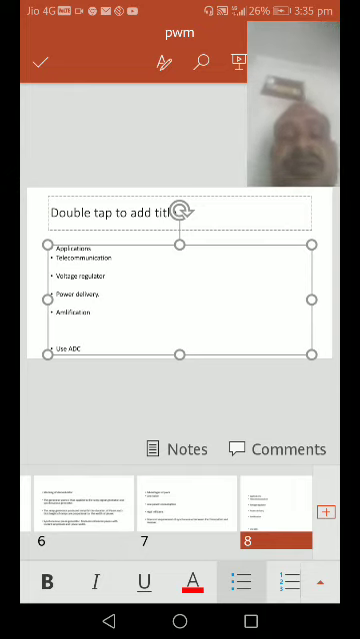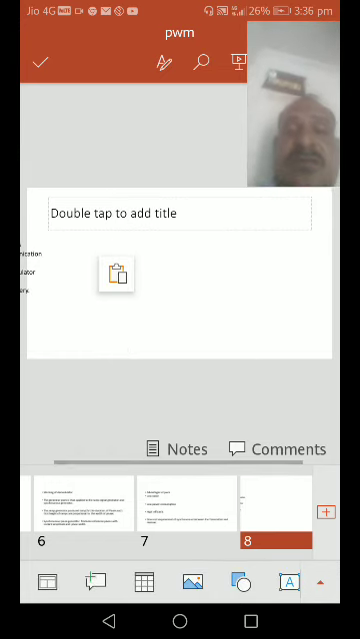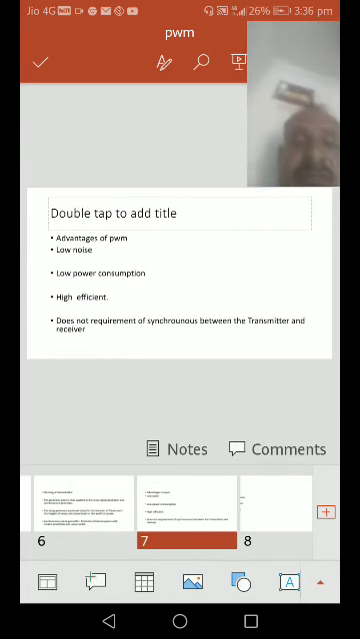Next is amplification, which means improving our signal. Amplification is nothing but improving the signals, increasing the signal strength. The next application is the conversion of analog signal into digital, that is, analog to digital converter. These are the various topics of pulse width modulation.